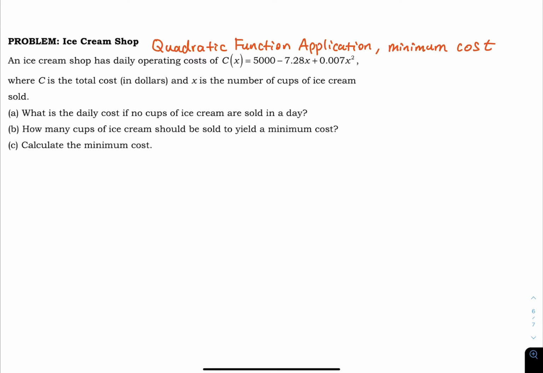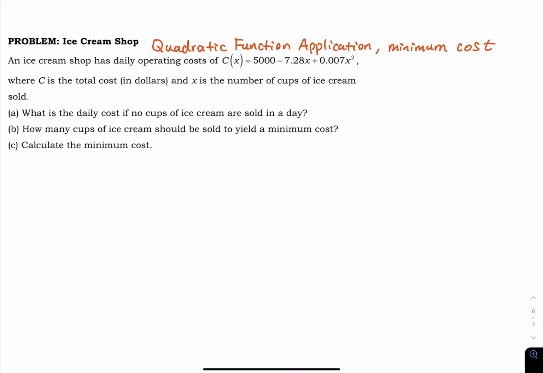Quadratic function application problem regarding minimum cost. An ice cream shop has a daily operating cost of C of x equals 5,000 minus 7.28x plus 0.007x squared. So this is one quadratic function that describes the cost of this business, where C is the cost and x is the number of cups of ice cream sold.